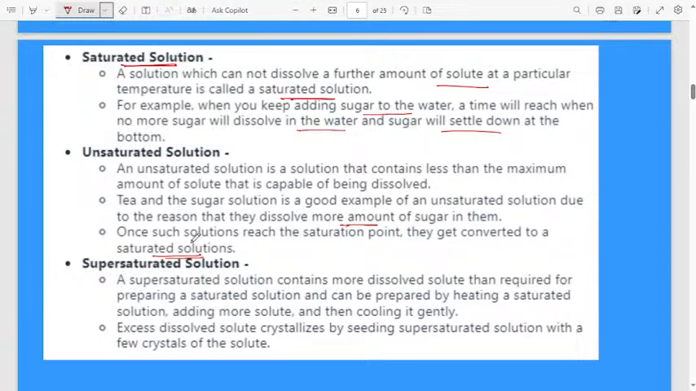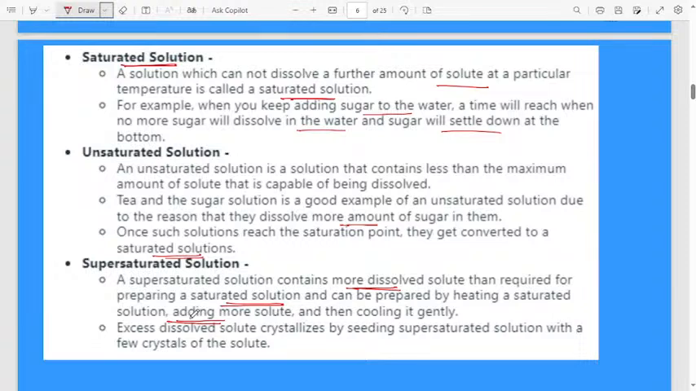A supersaturated solution contains more dissolved solute than required for preparing a saturated solution. Here, supersaturated means we add more solute to a particular solution. It can be prepared by heating a saturated solution, adding more solute, and then cooling it gently. We provide the heat here also. If you want to dissolve more solute in a particular solution, normally we have to provide more temperature.